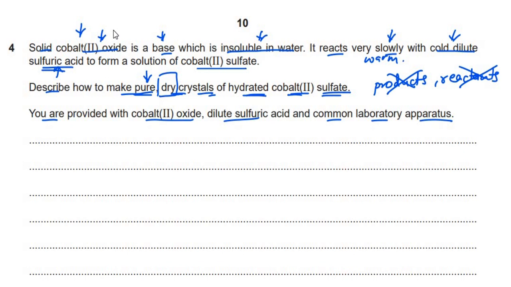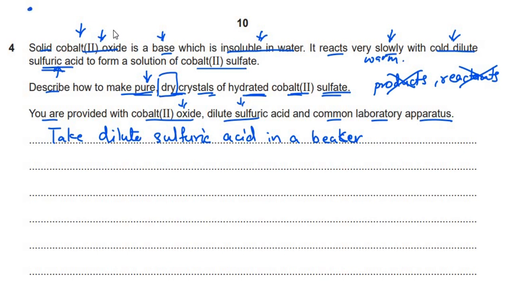So what are we doing? We are first mixing cobalt oxide and dilute sulfuric acid. So what we can say is: take dilute sulfuric acid in a beaker. Now I'll say that you should specify the names of the apparatus. So let's write the points. Name the apparatus used.